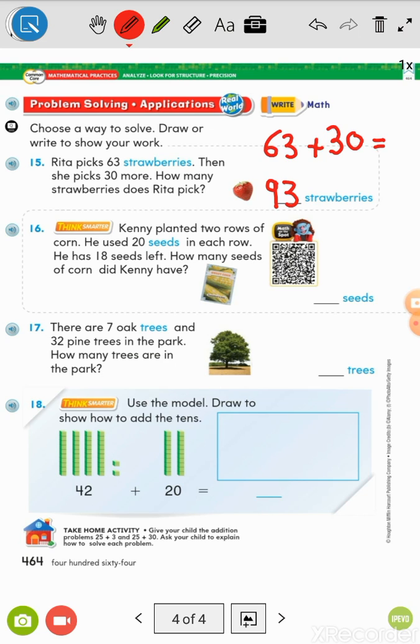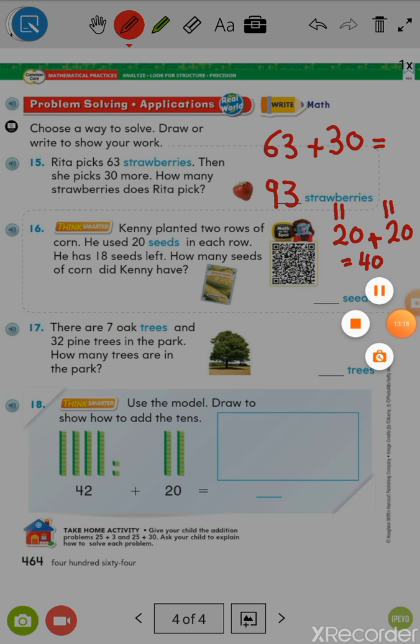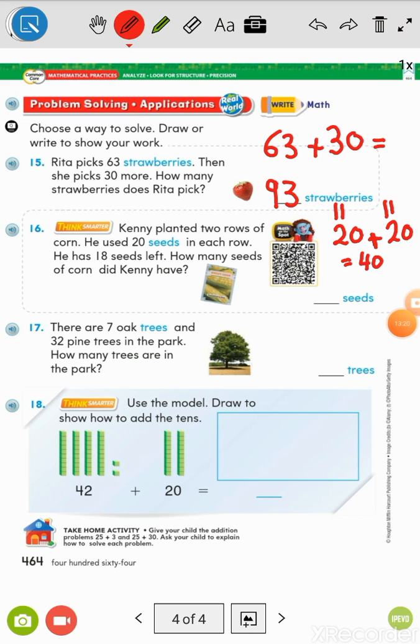Each row has 20 seeds. So he has 20 in each row. He has how many rows? 2 rows. So 20 plus 20 equals what? We are going to draw 2 lines. And here 2 lines. How many lines do we have in all? 40. Yes. Now 20 plus 20 equals 40.